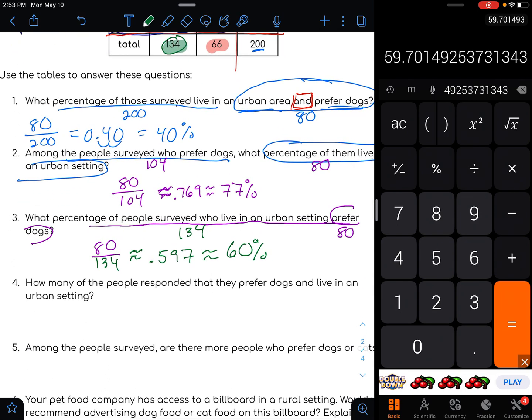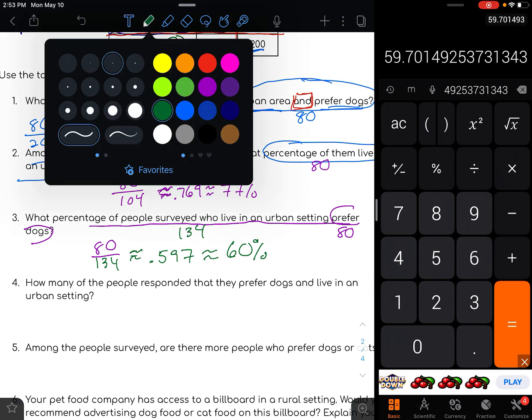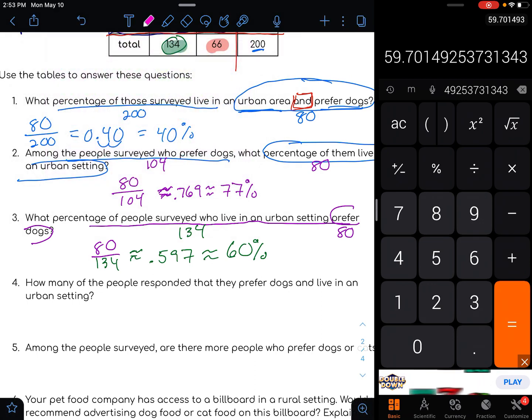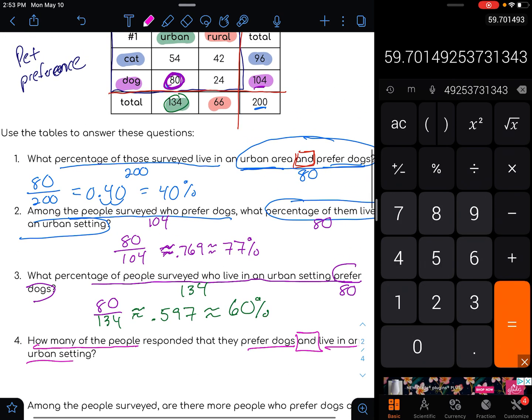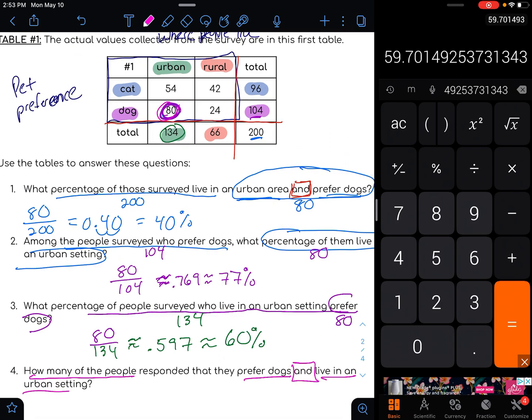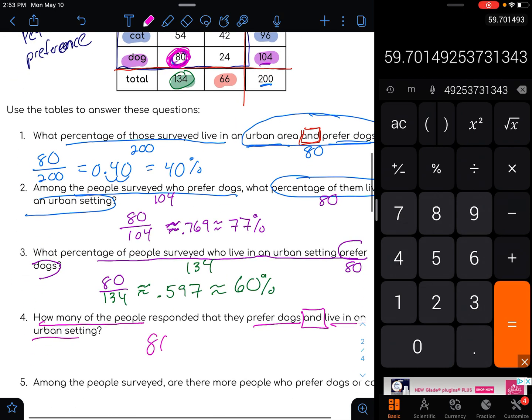How many people responded that they prefer dogs and live in an urban setting? Okay, so this is changing it up on us a little bit here. It's not asking for a percentage, it's just asking for how many people prefer dogs and live in an urban setting. So this one we could just go right up to our chart, our two-way table. And once again, we're looking at that 80 number. Here's all of our urban setting and dog people. Just how many are there? There were 80 of them.